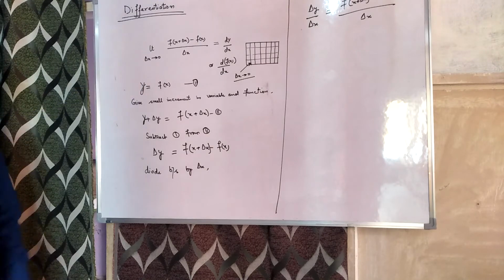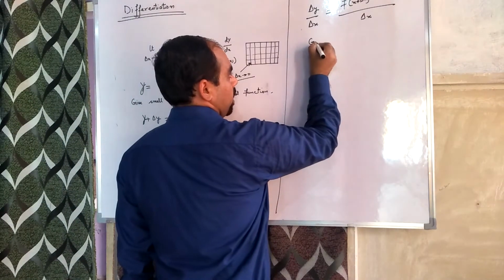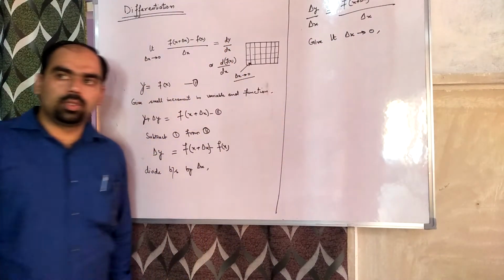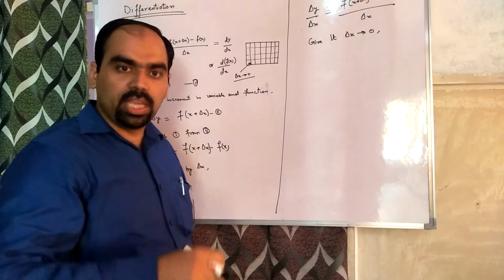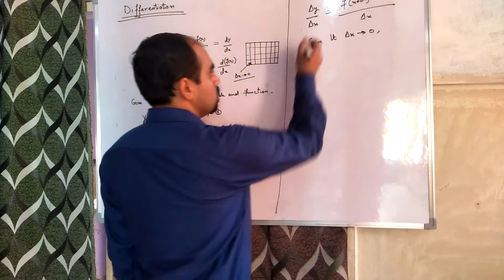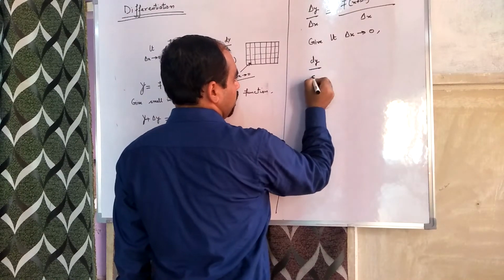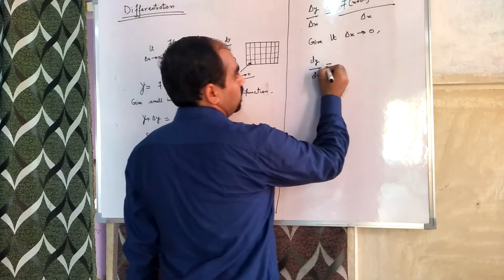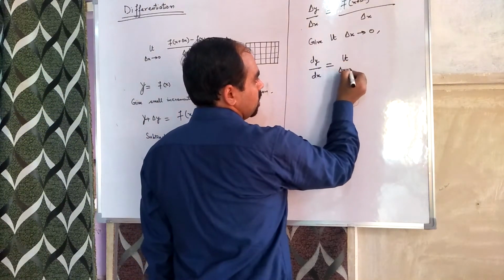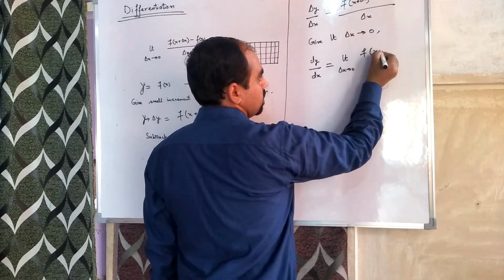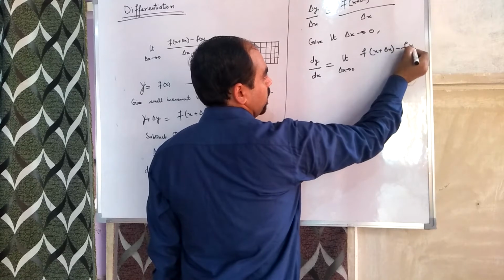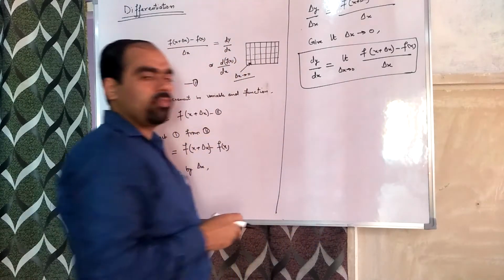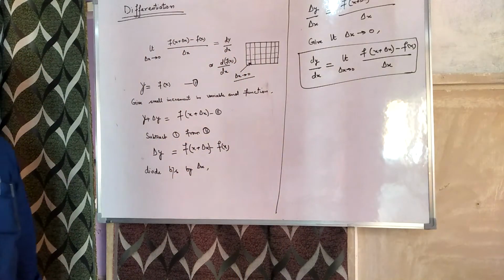What is next? Give the limit. Applying limit to what you have derived over here. Whatever you have derived, apply the limit to it. And to whom do we apply the limit? To the increment of the variable, approaching 0. When we apply the limit, it becomes dy by dx, and this is the differentiation. This is the differential coefficient, and that is equal to limit delta x approaches 0, f of x plus delta x minus f of x upon delta x. This is what is known as the differential coefficient of the function y.